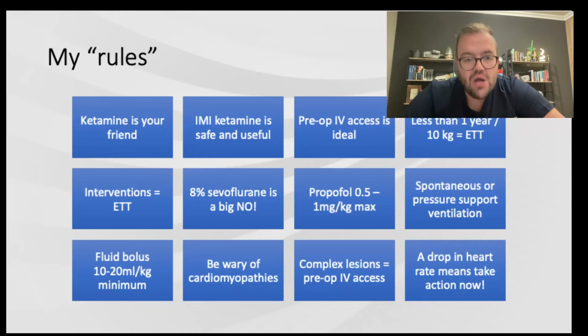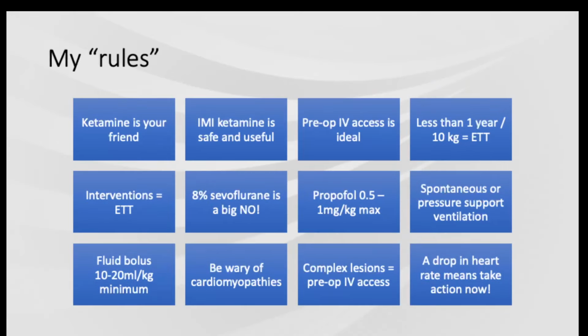Okay. So I'm going to say my rules again, guys. Number one, ketamine is your friend. It increases SVR and it increases heart rate. It doesn't cause apnea. IM ketamine is perfectly safe and useful as a premed to get IV access. Pre-op IV access is ideal, if not mandatory. If they are less than 1 year of age or less than 10 kilos, I always intubate. And if they're doing any interventional procedure, I put in an ET tube. In all others, I will put in an LMA unless I'm worried about the airway.